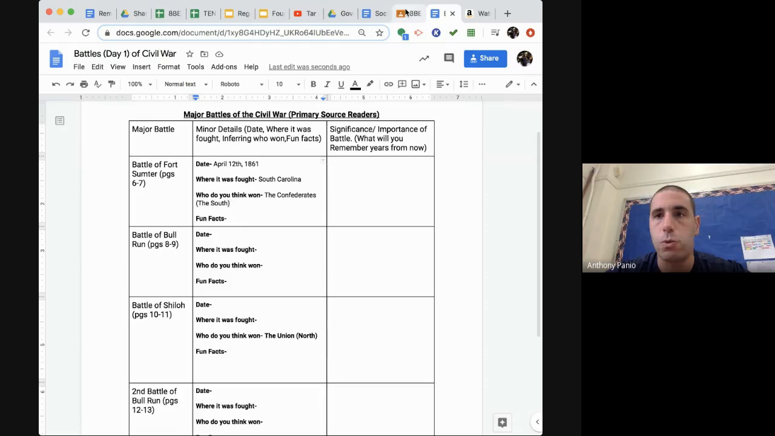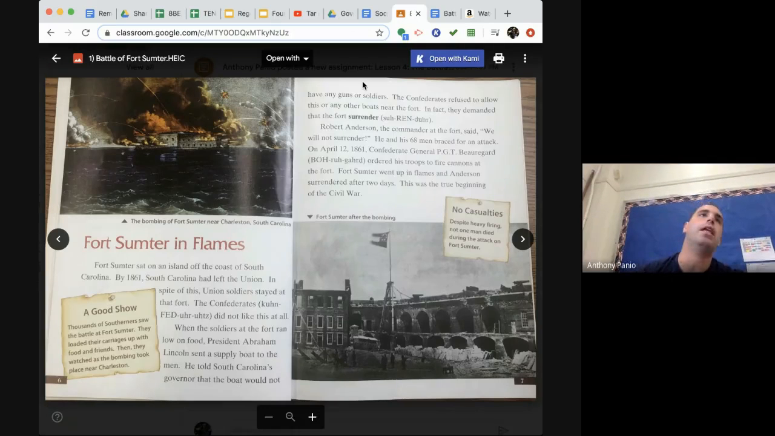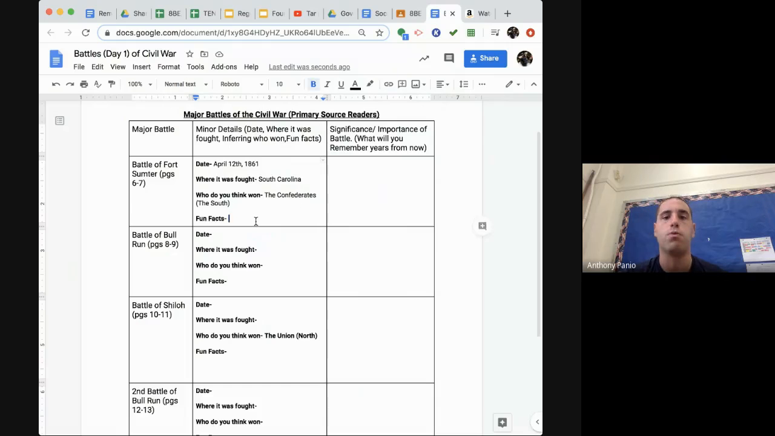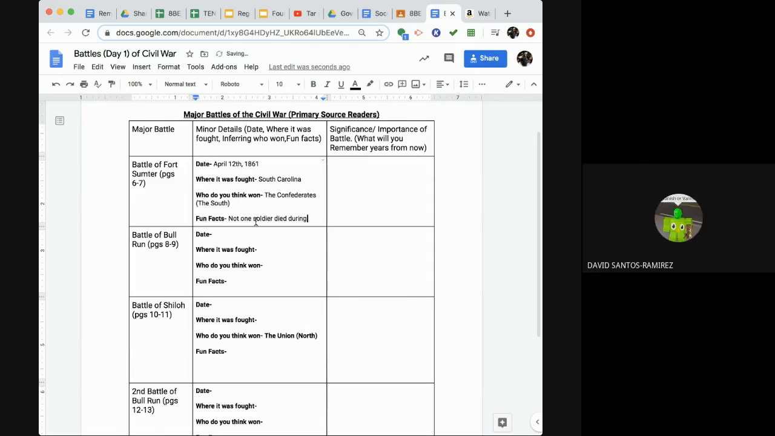The next thing is we want to look at a fun fact. I'm going to allow you to put anything on the sheet, anything from your reading that you thought was interesting. This is completely up to you. Just make sure you write one thing to get credit. I happen to like to look at the side stuff, specifically this here on the right. No casualties. Despite heavy firing, not 1 man died during the attack on Fort Sumter. In a previous lesson, I had mentioned that the Civil War was the bloodiest war of all time. Yet in the first battle of the Civil War, not 1 person dies. I find that to be really interesting. So I'm going to put as a fun fact, not 1 soldier died during this battle.